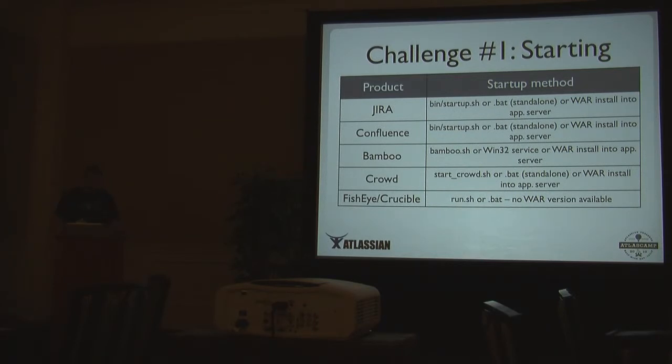This is the 6 products that the plugin SDK supports, and that feature a plugin system. Now, there's some consistency here, but there's a lot of inconsistency as well. Jira has a startup.sh, Confluence has a startup.sh, Crowd has a crowd.sh. Most of them come with war versions. Fisheye and Crucible do not. So there's some inconsistency here, and if you are new to the product, it's hard to understand where to start.